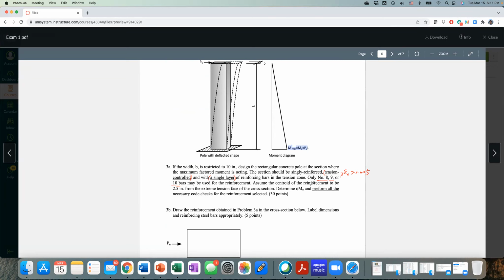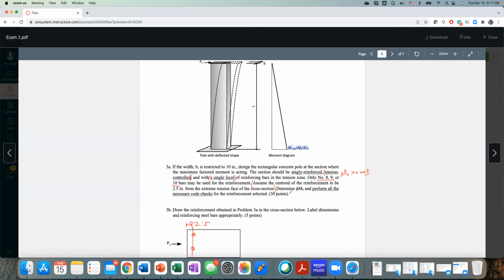All right, assume the centroid of reinforcement to be 2.5 inch from the extreme tension face of the cross section. So this is saying that we will fix the centroid of the reinforcement. That means if I have a tensile layer and this is 1 layer, then from the center of the reinforcement to the bottom, the tension face, this distance has to be 2.5 inch. This is given, you have to work under the confine, you cannot work outside the confine, okay, within the confine.